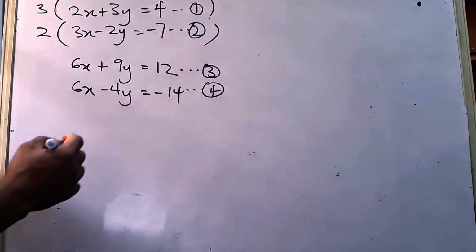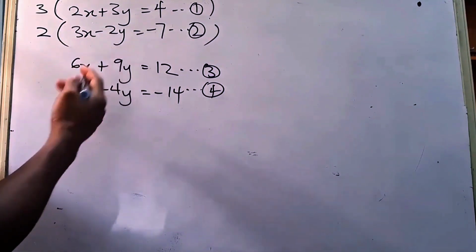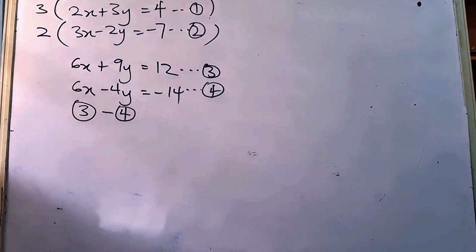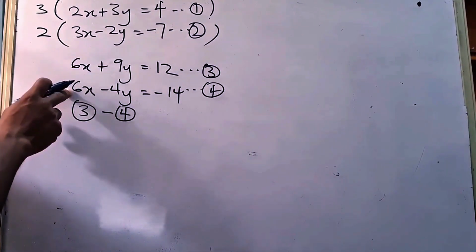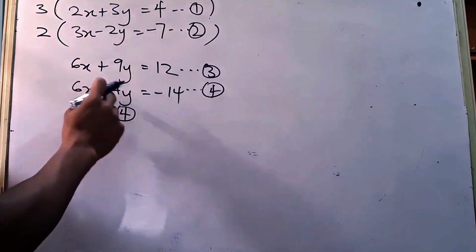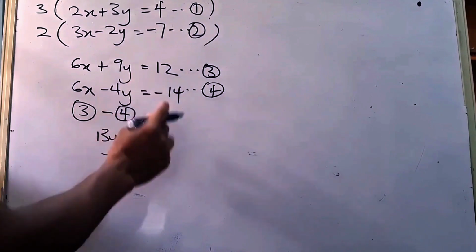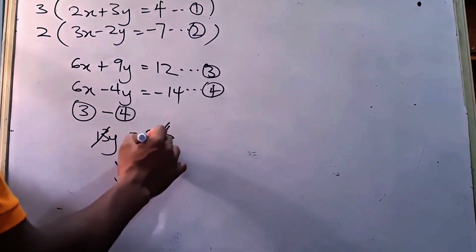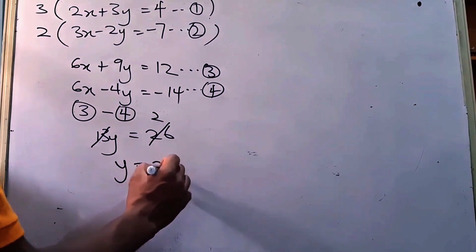I'll say equation 3 minus equation 4, any way you want to do it, it doesn't matter. Okay? 6x minus 6x, group like terms, 6x minus 6x, you have 0. 9y minus minus 4y is 13y. 12 minus minus 14 is 26. It means that, cancelling both sides, you have that y is equal to 2.